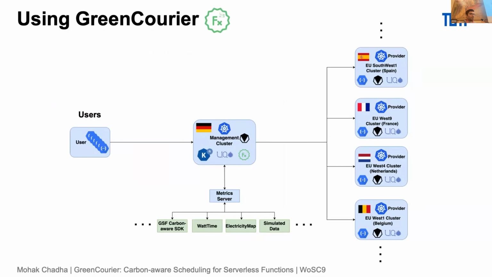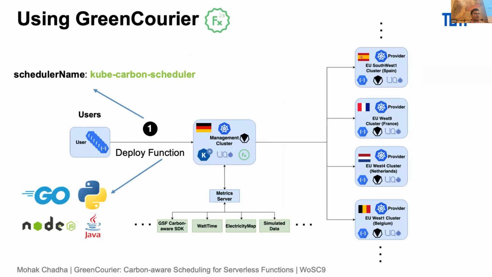Using our framework is significantly straightforward. In the first step, users implement functions in different programming languages such as Go, Python, Node.js, or Java, change the scheduler name in the YAML specification file, and deploy them onto our management cluster.